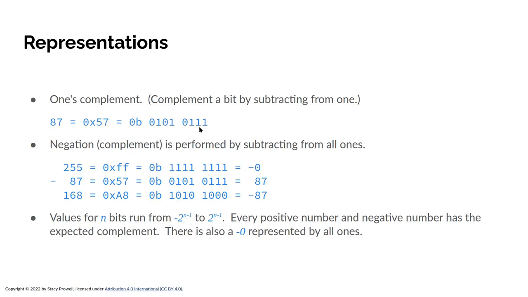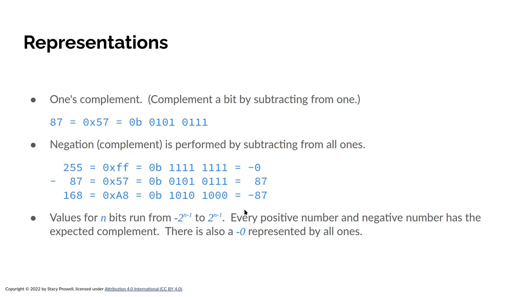One way to negate it is to flip all the bits. Flipping all the bits is a fancy way of saying I'm going to subtract each bit from 1. So 1 minus 1 is 0. Down here I'm doing subtraction. All my 1's, I subtract 1 from 1 and get 0. 1 minus 1 is 0. 1 minus 1 is 0. 1 minus 0 is 1. You see what I've done? I've flipped all the bits. That gives me this value, which happens to be 168. So that's negative 87 in a 1's complement 8-bit world.